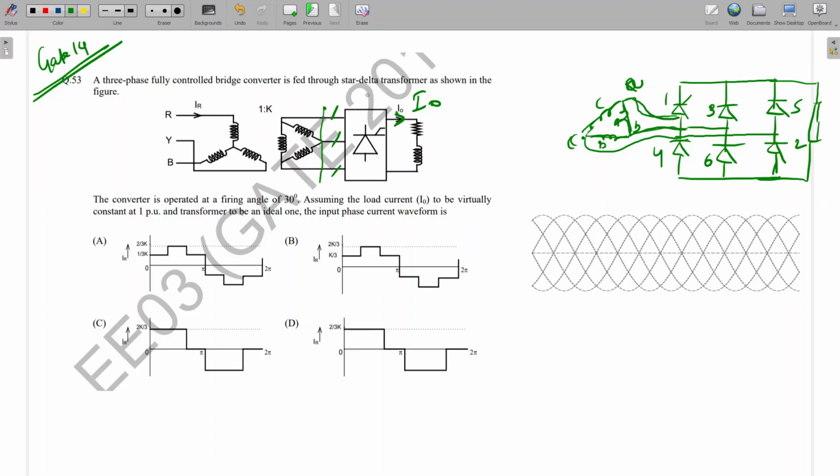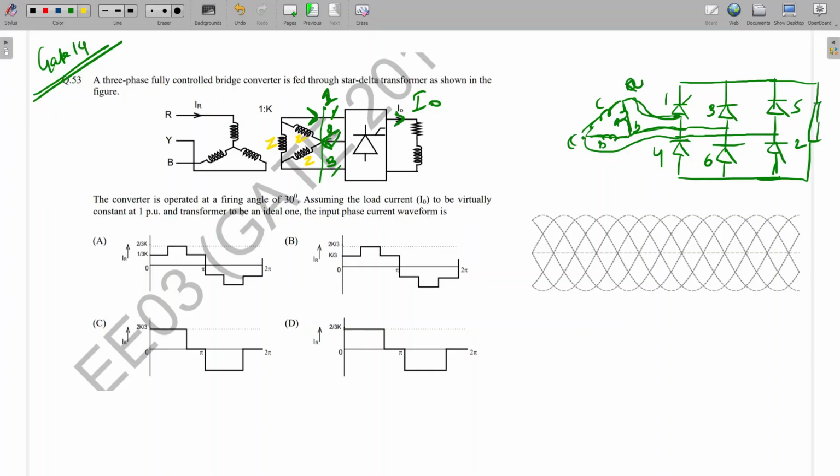Let's say this is 1, 2, and 3. So any two will be connected, one will be isolated. Let's see, 1 and 2 is connecting. So what will be the current? Current will flow through this 1 and it will come back by this 2 and this 3 will be open. And if you see this transformer, every winding has the same impedance Z, Z and Z.